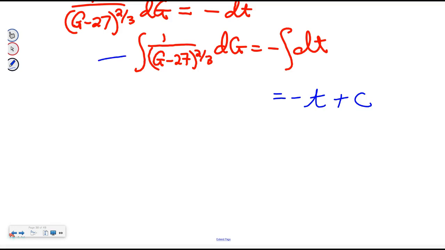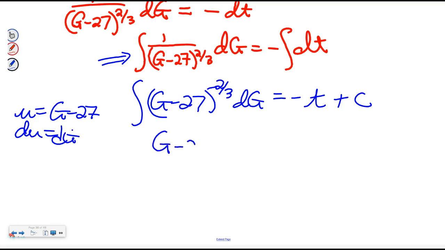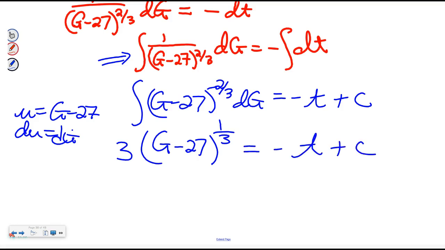Over here, this is not natural log, so beware of that. This isn't u prime over u. This is actually g minus 27 to the negative 2/3. And if my u was g minus 27, my du dg is just 1, or just dg. So this is actually u to the negative 2/3, or g minus 27; we add 1 to the power, making it 1/3, and then we divide by that. We add C, but C always gets added to the right-hand side, so you don't need to show it separately.